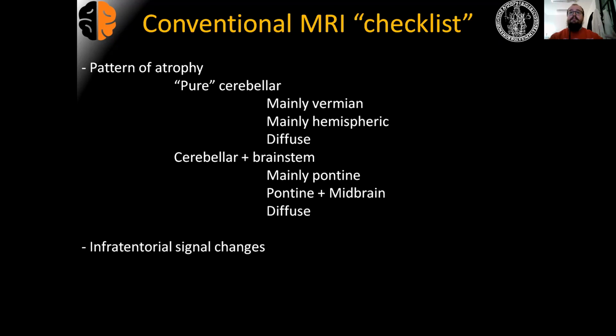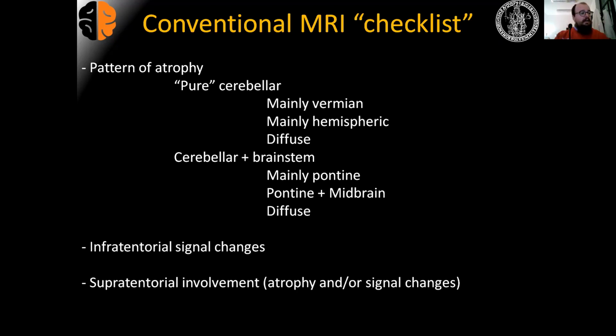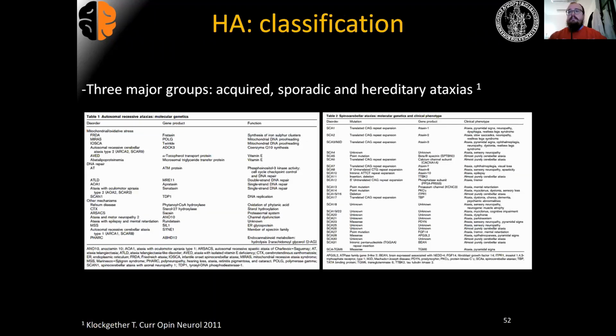After evaluating the pattern of atrophy, of course, you want to see if there are infratentorial signal changes. And then, of course, you don't have to forget the remaining part of the brain, which is the supratentorial, so the cerebrum, if there is a pattern of atrophy or signal changes at the level of the supratentorial compartment. I think that I'm not the best person to say that there are a lot of ataxias in the world. So just to remember that, of course, we are not going through all of these.